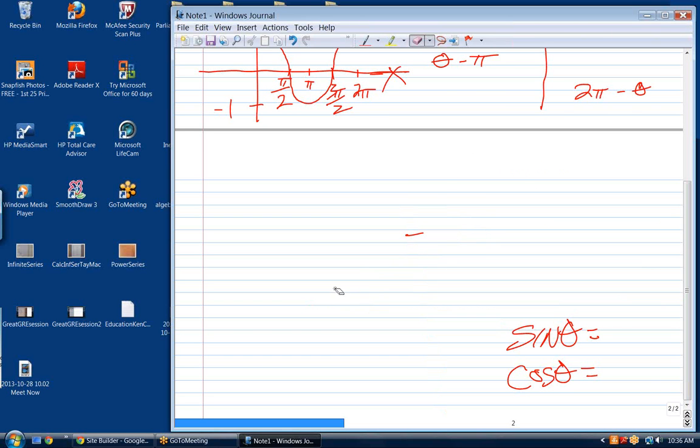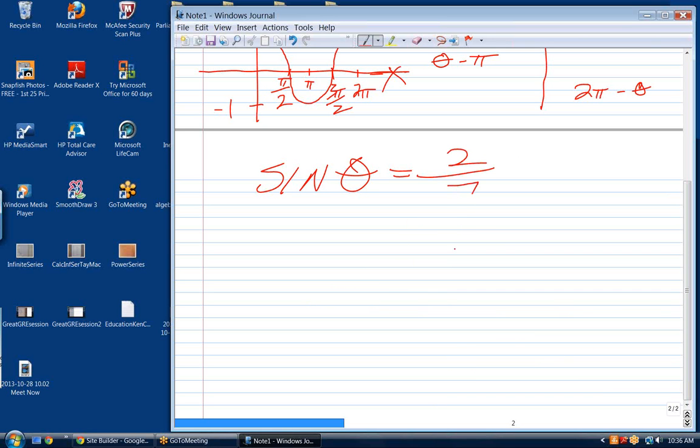There is kind of a classic question that you're going to get asked, so let me give you some problems. Sine of theta equals 2/7, and theta is in the first quadrant. Give me the other 6 trig functions.